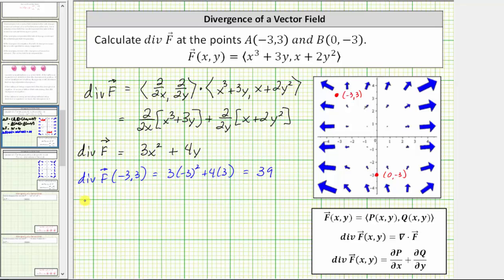And then we'll find the divergence at (0, -3), which is 3 times the square of 0 plus 4 times -3, which is equal to 0 plus -12, which is -12. Looking at the point (0, -3) in the vector field, which is located here, notice how it does appear as if the flow at this point is inward, which is why the divergence is negative.